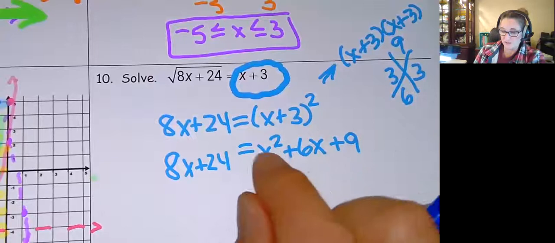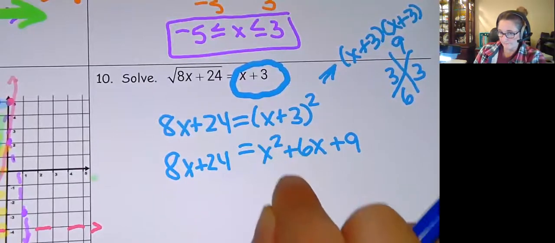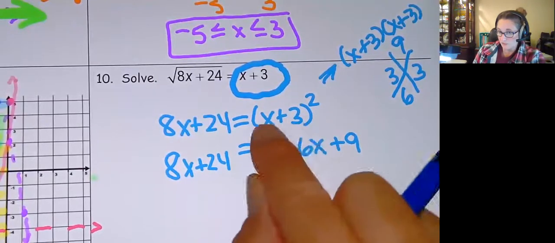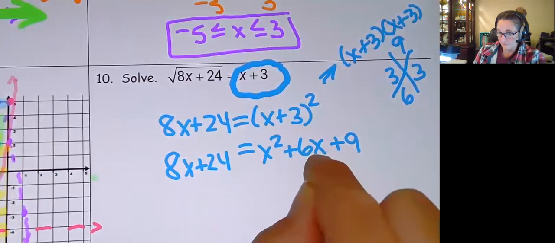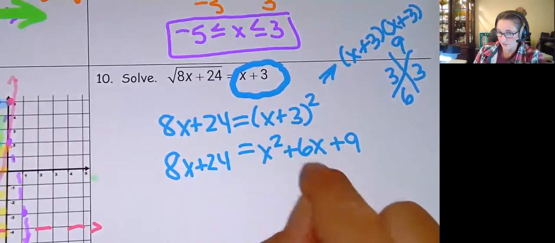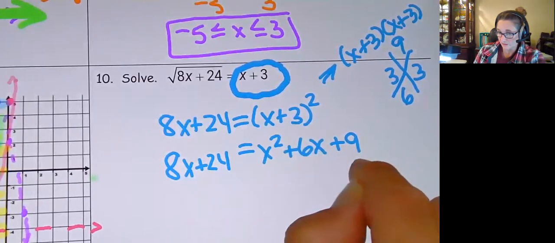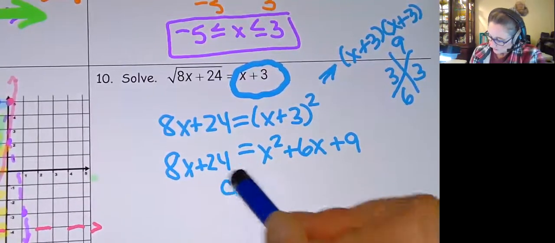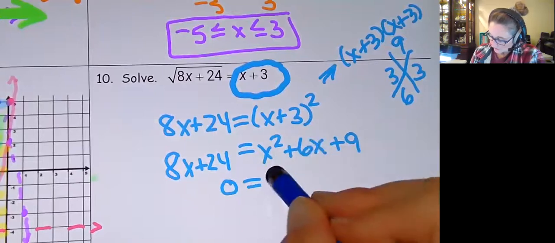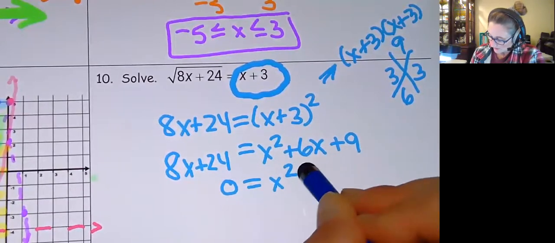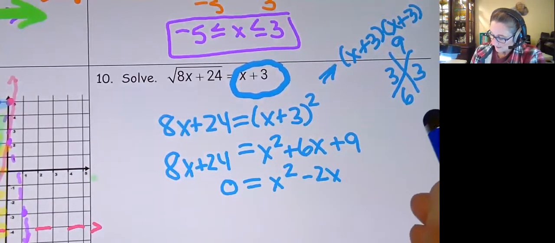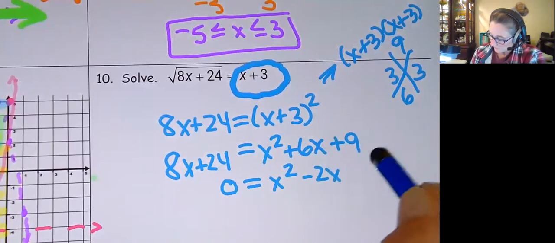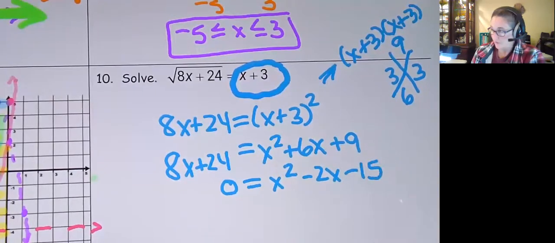So I've also taught you guys that you would square the front, multiply together and double. Okay, so 3x double, 6x, square, 9. And again, another quadratic. So I'm going to get everything on this side. So I'm going to have x squared. I'm going to subtract 8x, so negative 2x. And I'm going to minus 24, so I get a negative 15.